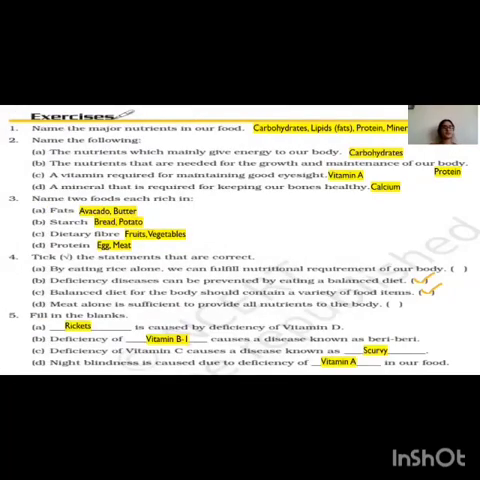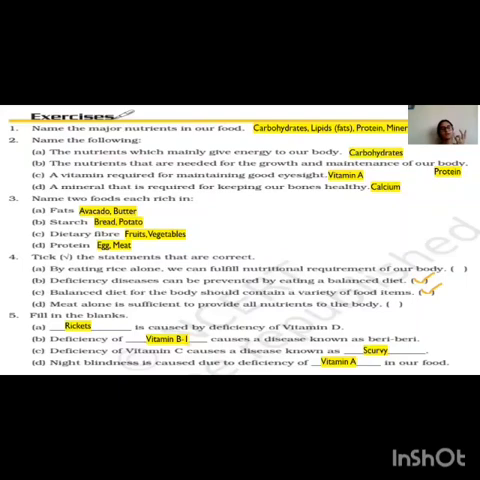So the first question is, name the major nutrients in our food. And as we said before, the carbohydrates, lipids, which is fat, proteins, minerals, and vitamins. Yeah. Second is, name the following. A, nutrients which mainly give energy to our body. As I said before, it's carbohydrates. Yeah. The nutrients that are needed for growth and maintenance of our body, protein.